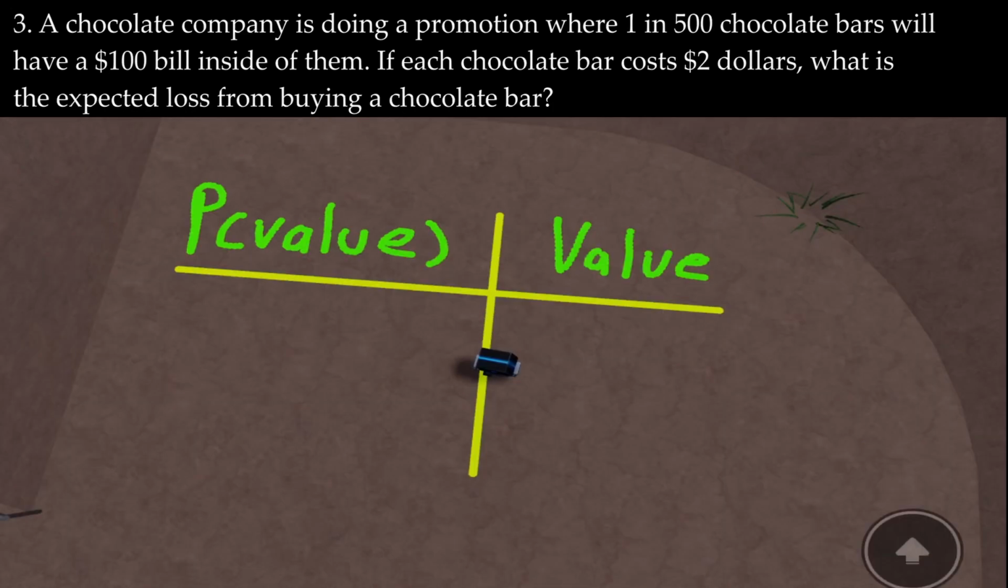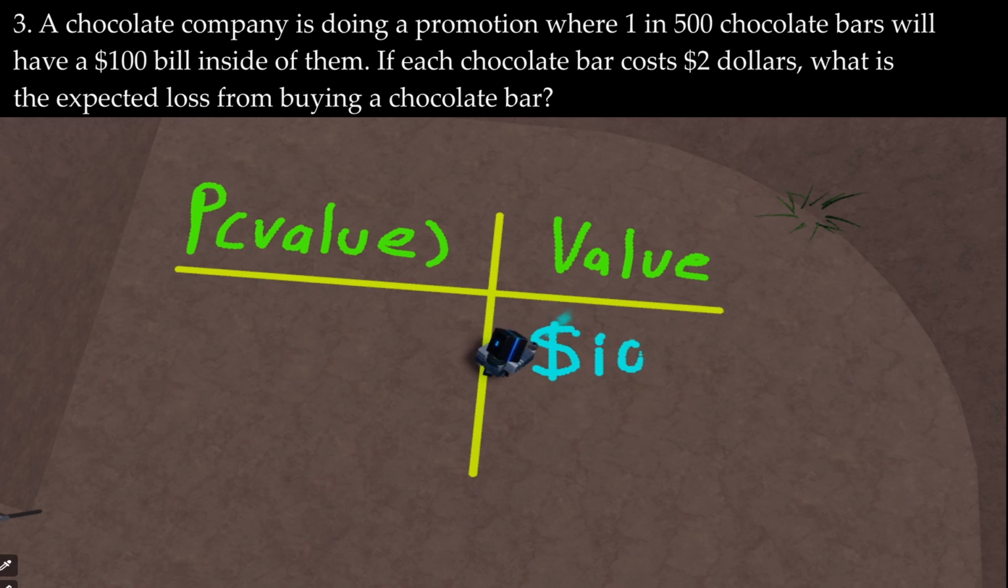This third problem says, a chocolate company is doing a promotion where 1 in 500 chocolate bars will have a $100 bill inside of them. If each chocolate bar costs $2, what is the expected loss from buying a chocolate bar? So what we need to do is define the values and the probability of those values.